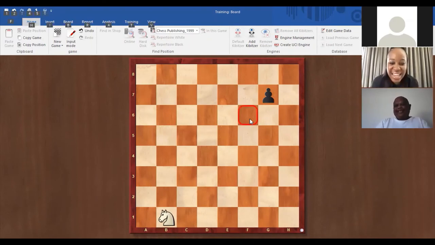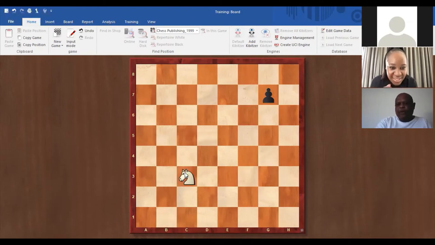Okay, let's take the knight to F6. I'm going to use your route, which was a brilliant route. You went to C3. After C3, you went to D5. After D5, you went to F6. So now you're on F6. And now you can capture the pawn in two moves.